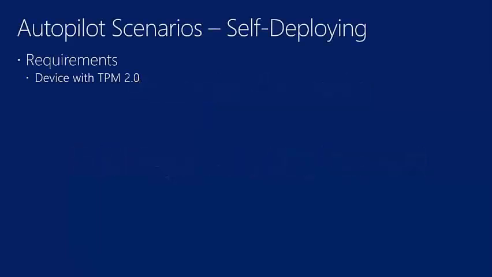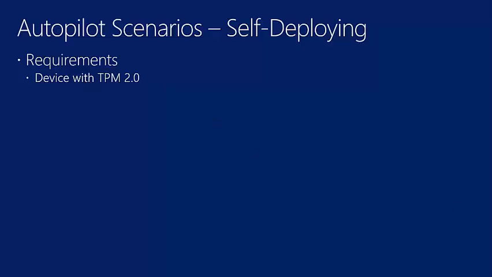So first, in order to do self-deploying mode, your device has to have TPM 2.0, right? Has to. Because we do, in this process, still have to have a way to authenticate to Azure AD. In the user-driven mode, that's the user account. In the self-deploying mode, that is a certificate that's in our TPM.